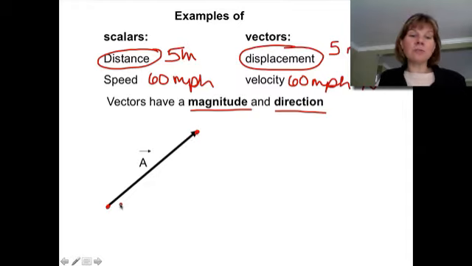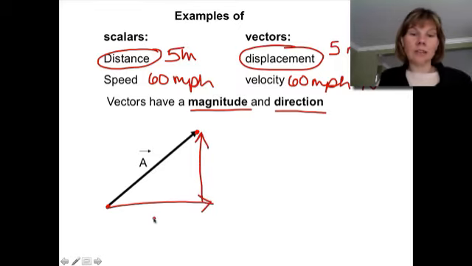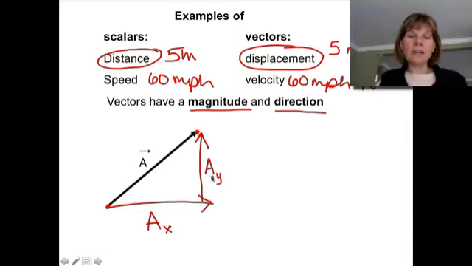The two pieces of information could either be, I don't know, maybe this is 10 meters at an angle of 45 degrees, say. But another way we could write this is that you go a certain distance this way and a certain distance that way. I didn't draw that very well, but you get the idea. So this component is called A sub x. This component let's call A sub y.